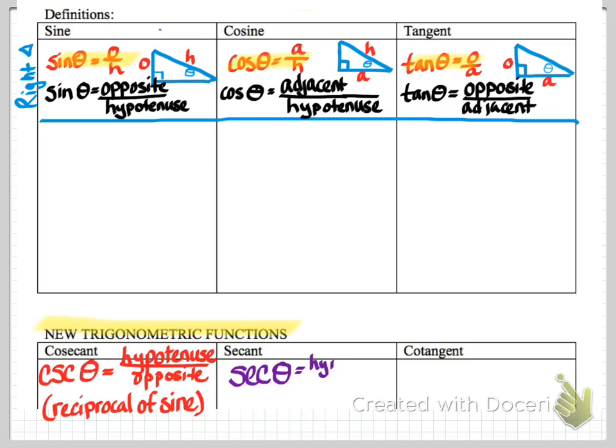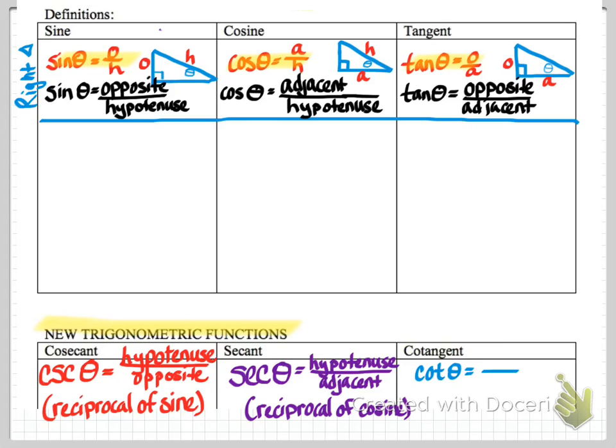Secant is very similar in that way. Secant is now the reciprocal of cosine, so hypotenuse over adjacent. And last but not least, cotangent. That one, of course, is the reciprocal of tangent. So it's just adjacent over opposite. These three you'll have to get memorized, but they are completely related.